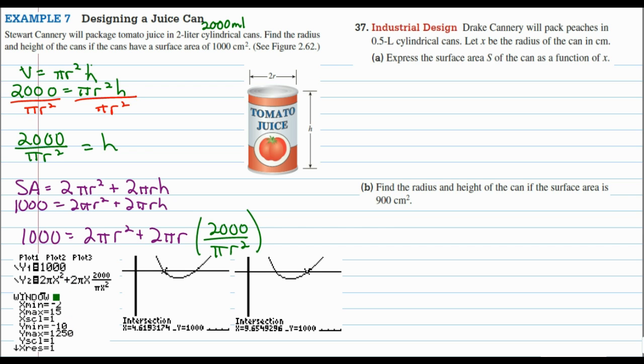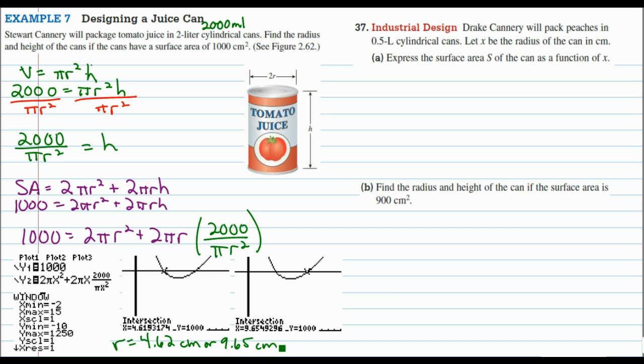And then as far as my x's, I'm like, well, what good radius would there be? Because x represents the radius of this can. At first I'm thinking maybe out to 10, but then I graphed it and I saw that 15 was a better possibility to create a good window. I found the intersections and I see that if my radius is 4.62 centimeters, I'll get 1,000 for the surface area. And also, if my radius is 9.65, I'll get 1,000 for the surface area. So I have two possibilities. The radius can be 4.62 centimeters or 9.65 centimeters.